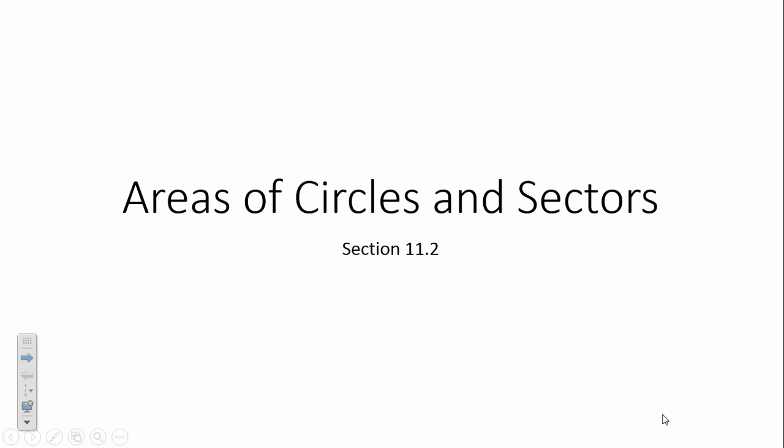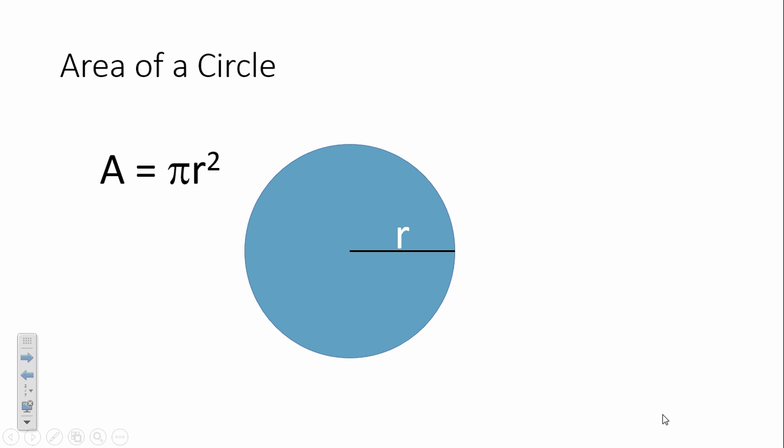Today we're going to talk about areas of sectors and circles. And the most important thing that you need to do is, for every single one of these problems, I want you to write the area formula down. Because you're going to have a lot of formulas coming up, and you want to have those memorized. That's the easiest way to memorize: write them over and over and over again.